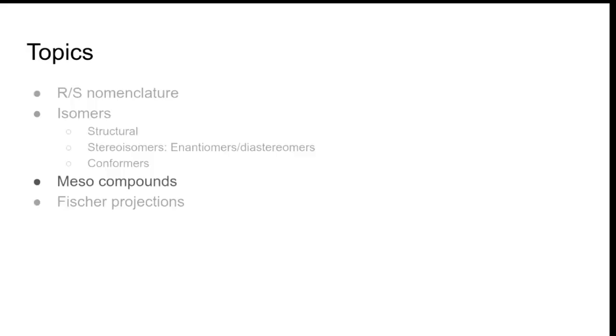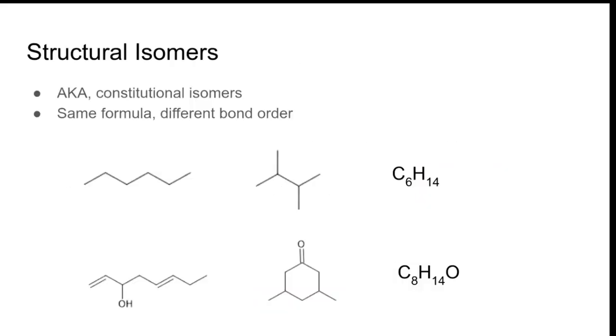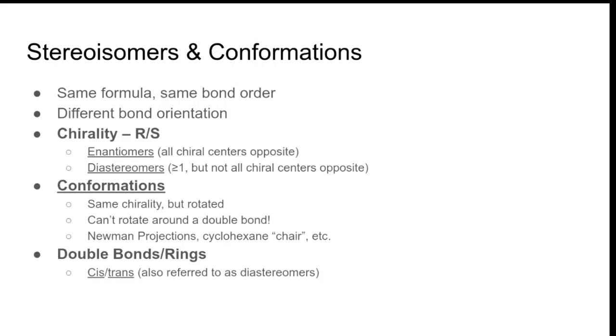For determining R and S, what specifically about determining R and S? Anything, or just kind of how to do it in general?